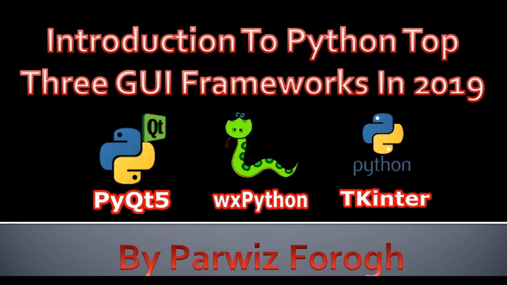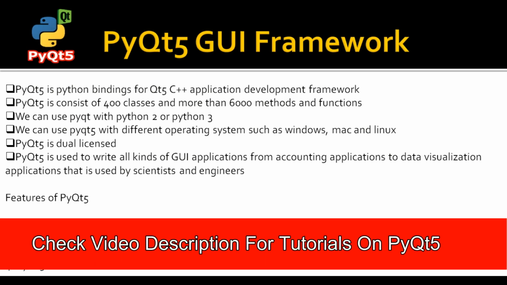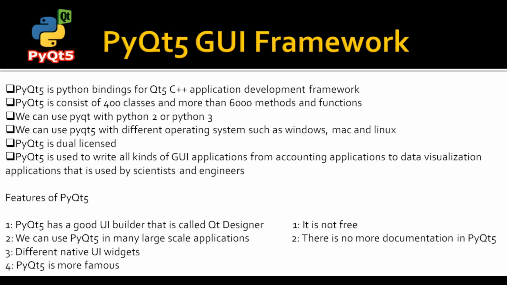The first GUI framework that we are going to talk about is PyQt5. PyQt5 is Python bindings for the Qt5 C++ application development framework. Qt5 C++ is a framework that we can use for making graphical user interface applications in the C++ language. Now, PyQt5 is the binding of Qt5.